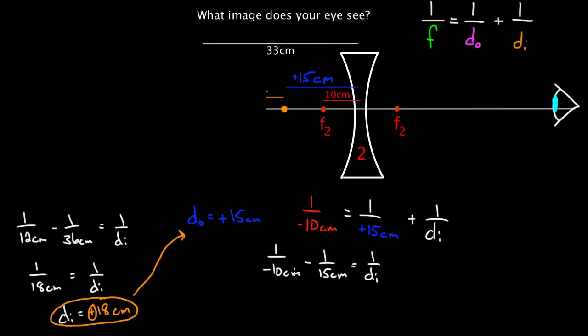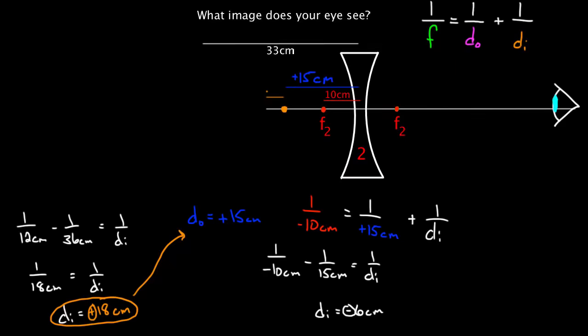You solve that on the left-hand side. You flip it over, and once you do that inversion, you end up getting that DI is negative 6 centimeters. That's what our second image is going to be. So what does this mean? Negative 6 centimeters. This is always from the lens, and negative, remember, negative image distance means on the left-hand side or the opposite side as your eye.